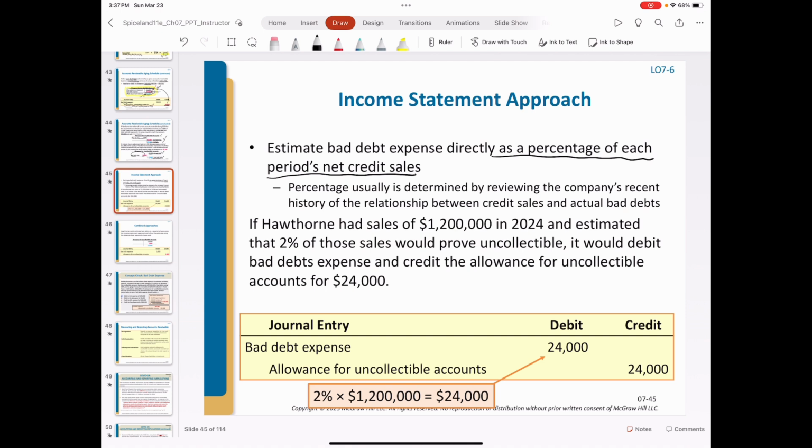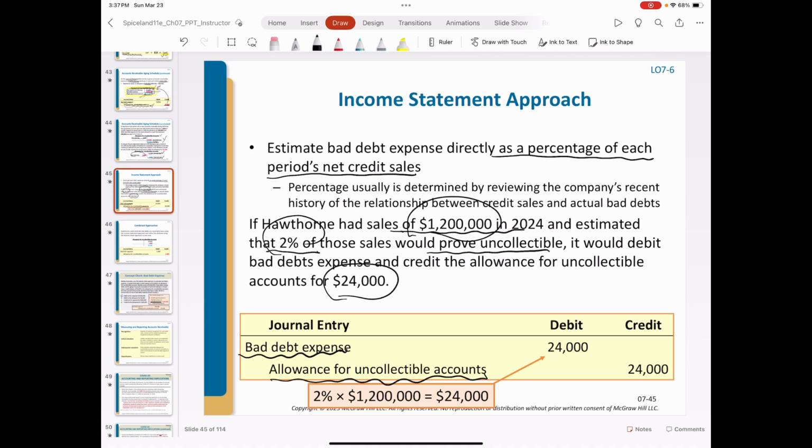For example, if this company had sales of 1.2 million and estimates 2% will be uncollectible, the product of these two numbers is 24,000. And this is just the amount of adjustments. We just debit bad debt expense and credit allowance for doubtful accounts, 24,000.